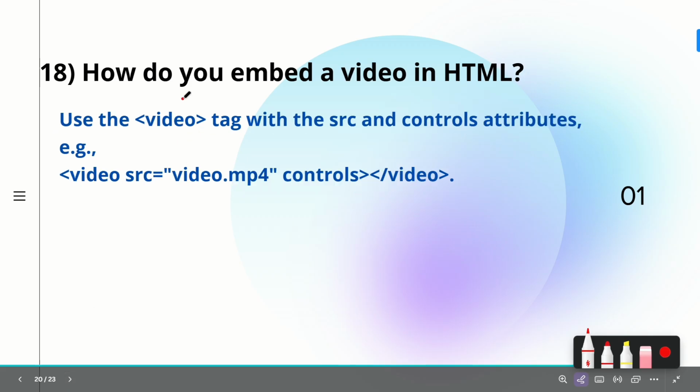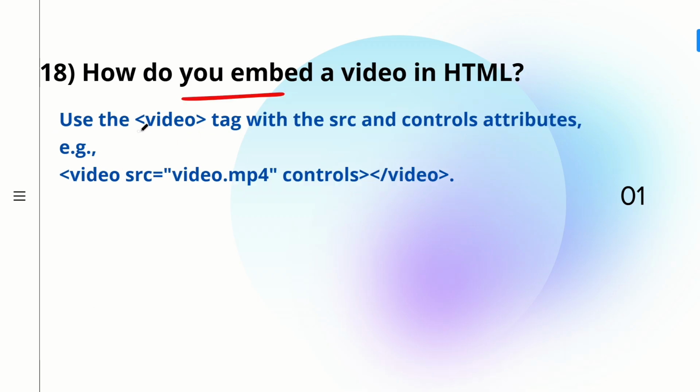The 18th question is, how do you embed a video in HTML? So how do you do it? For image we were making use of the image tag, for video we make use of the video tag. The video tag was introduced in HTML5, while image was there previously also. And we have to make use of the video tag with src and controls attributes.